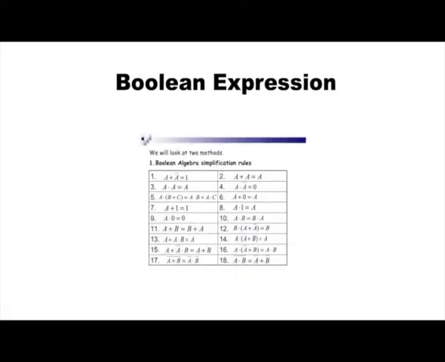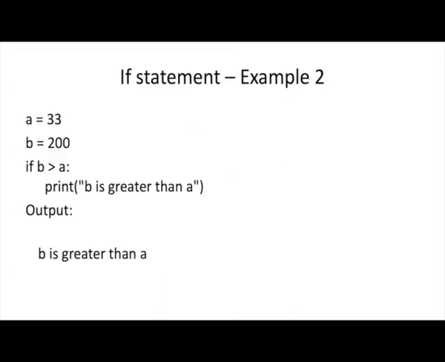Consider another example which involves a Boolean expression. Here the number 33 is assigned to variable a and variable b is initialized with 200, and inside the decision making statement, the condition b greater than a gets evaluated, and if the condition becomes true, then the string b is greater than a will be printed. Here the b value is 200, a value is 33.